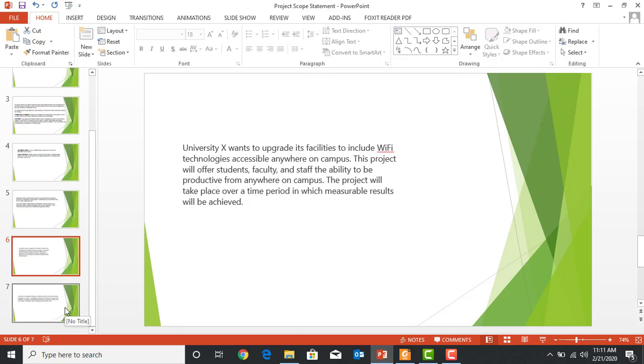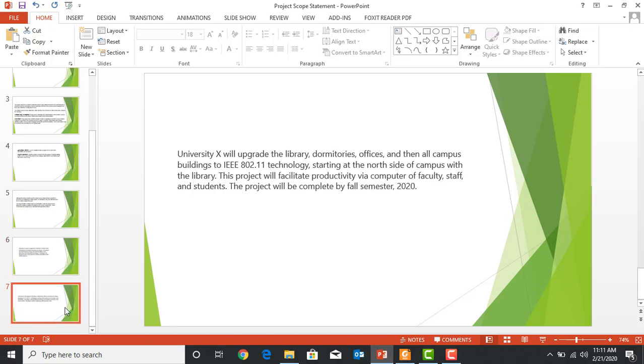So let's look at this other statement. University X will upgrade the library, dorms, offices, and then all campus buildings to IEEE 802.11 technology, starting at the north side of the campus with the library. This project will facilitate productivity via computer of faculty, staff, and students. The project will be completed by fall semester 2020. Okay, so now we see the difference.